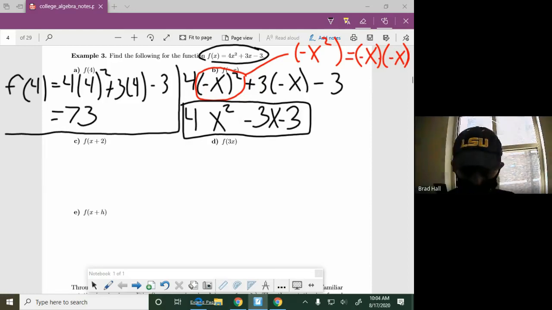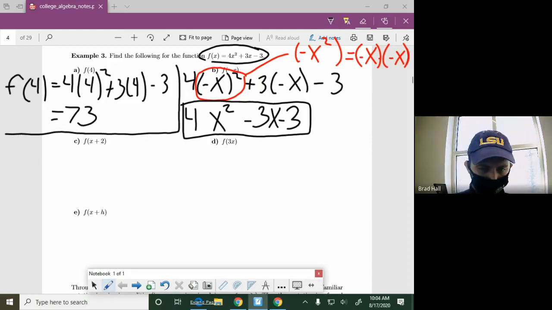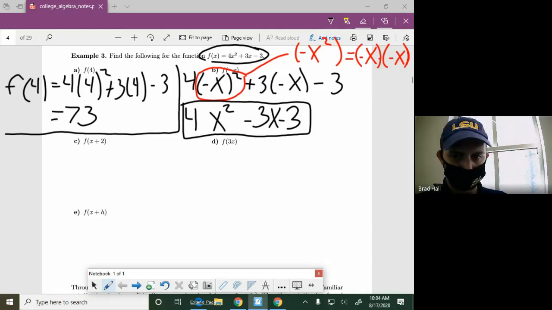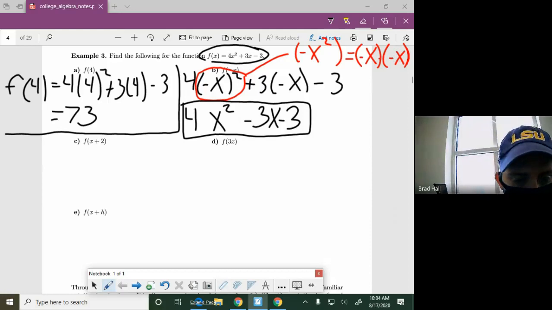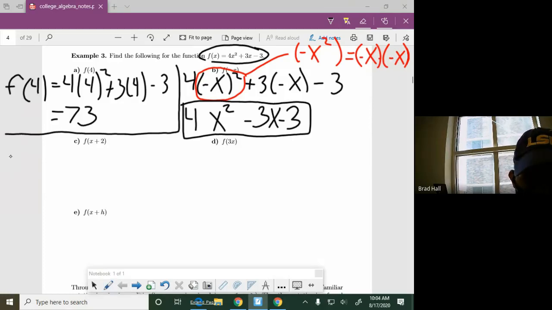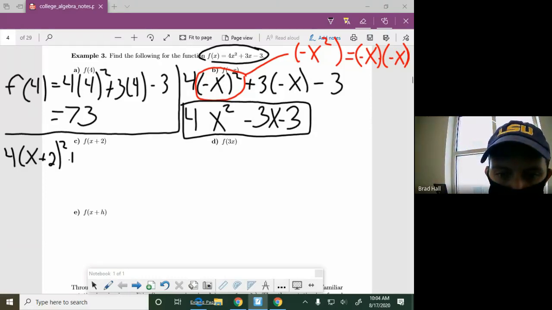So from here, we move on to part C, which is f of x plus 2. So again, we think about what it means for x plus 2 to be in the parentheses. Well, for the circled function up top, every place you see an x, you're going to replace it with x plus 2. And again, I am using parentheses every time I substitute. Plus 3 times x plus 2, minus 3.